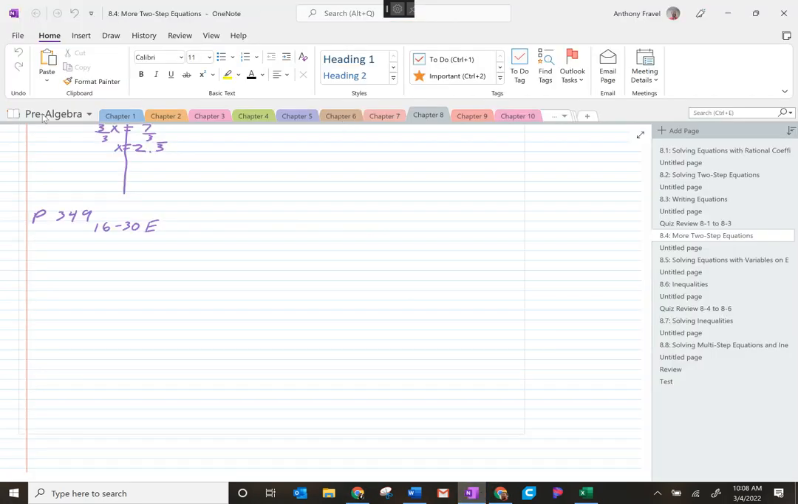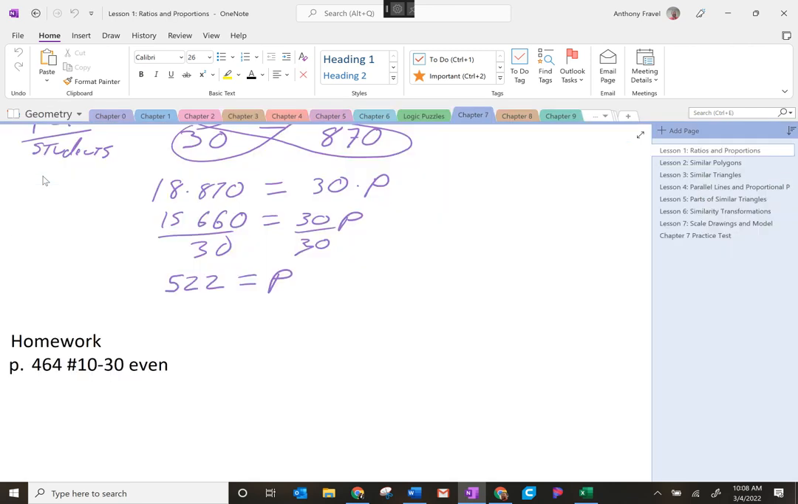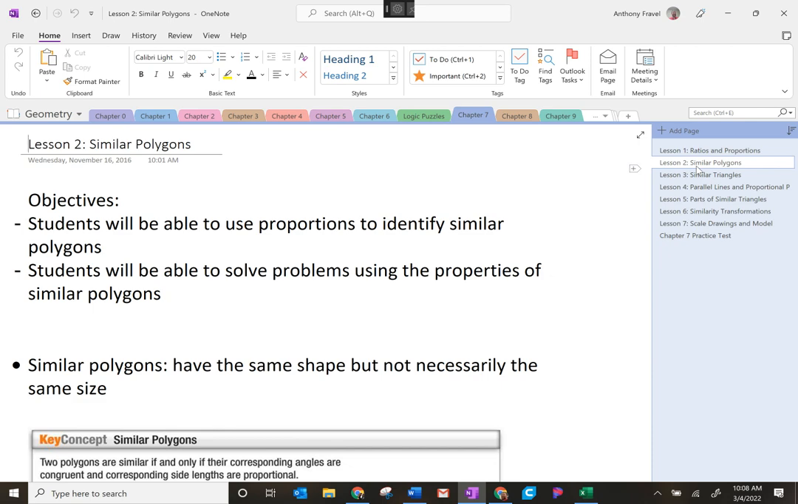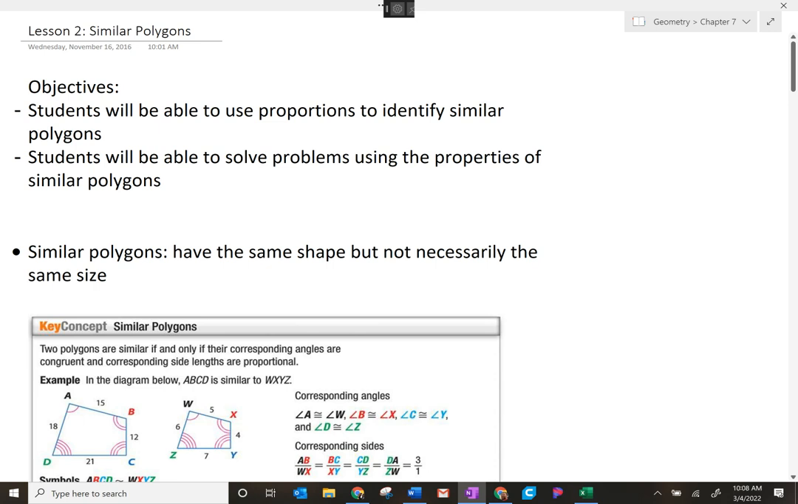All right, so lesson 7.2 is going to be similar polygons. You see it all right? Perfect. All right, similar polygons. This one is going to be another 2-dayer, guys. I will do all the teaching today, and we'll have a homework day.